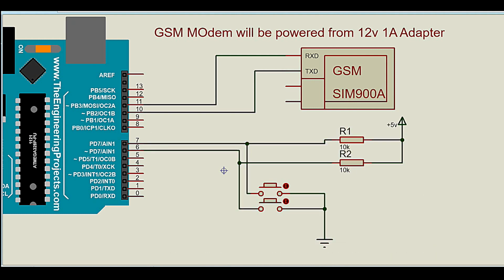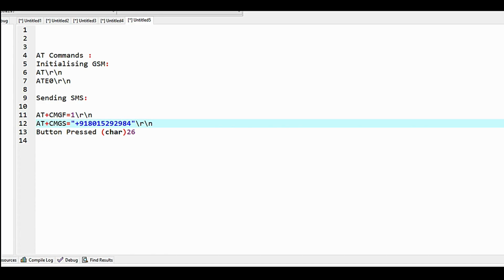Now what I will do is send one message when I press this button, and send another message when I press this button. That is, let's take it that whenever I press the button connected to digital pin 6, I will be sending the SMS "button 1 pressed".